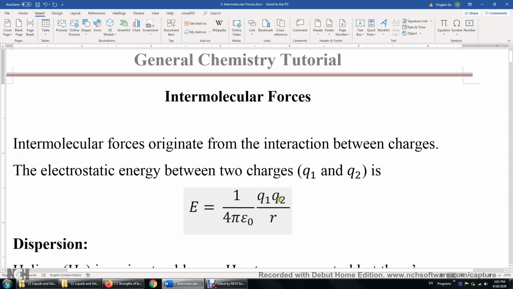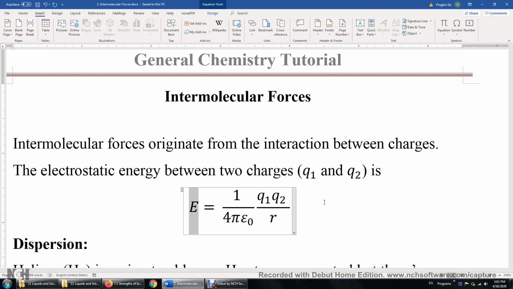When Q1 and Q2 have the same sign, this electrostatic energy is positive. We call that repulsion. When Q1 and Q2 have opposite signs, the electrostatic energy is negative. We call that attraction. Now let me ask you a question. Is there any attraction or repulsion between two helium atoms?